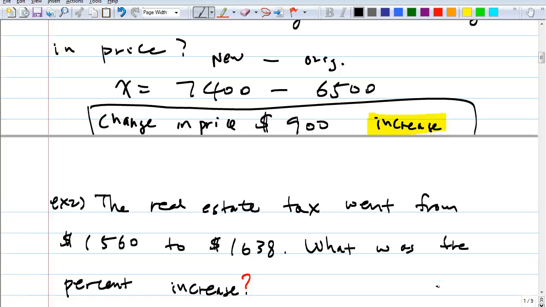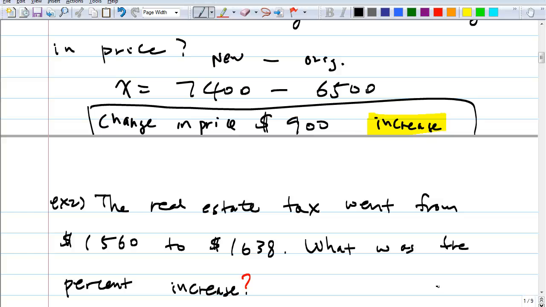Check this out. It'll be more like this. The real estate tax went from 1560 to 1638. Now, I'm asking for the percent increase. So go ahead, write this down. I just did the first one to let you know that in order to figure out the percent increase or decrease, you have to figure out the change in price first. Let's do this one together, and then I'll let you do the other ones yourself.